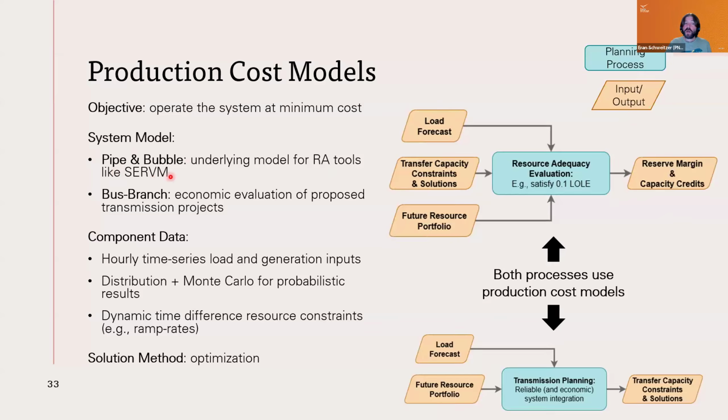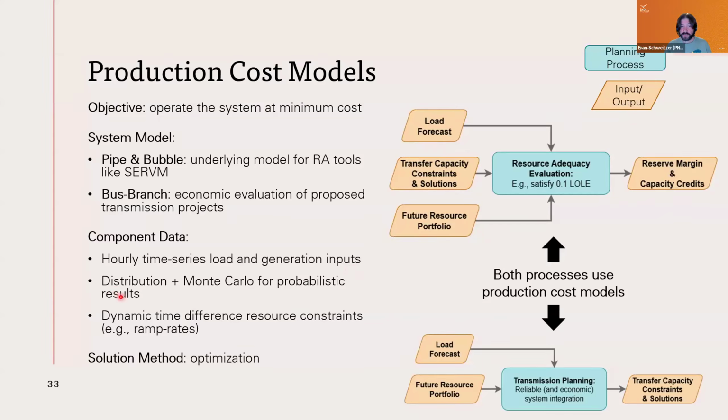VM, for example. We also have production cost models that have a system model that's more of the bus branch, and those are what we would use, for example, for the economic evaluation of proposed transmission projects. So when we're trying to do the cost benefit analysis, it's a bus branch type of production cost model that will be used. The component data that goes into these are generally time series, frequently hourly load and generation inputs.